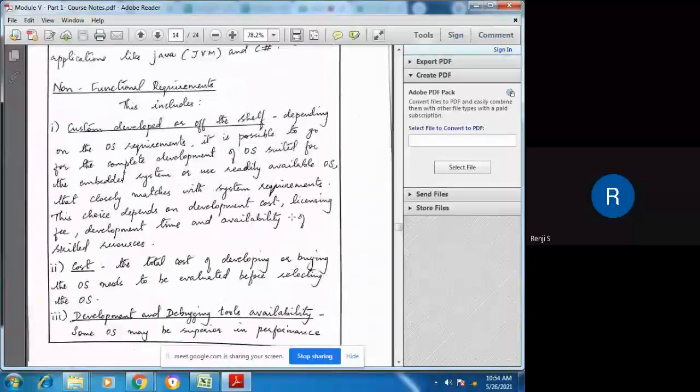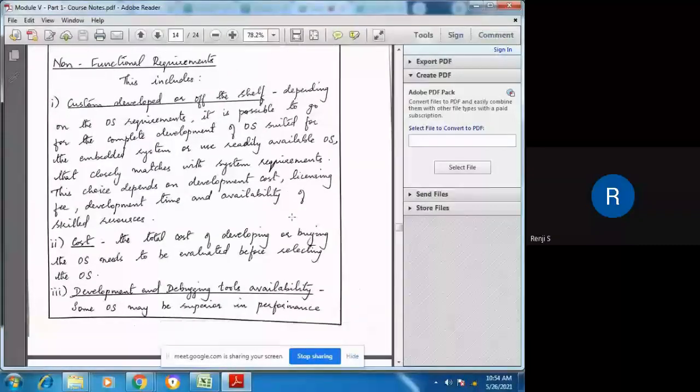So the non-functional requirements to be considered include whether the OS needs to be custom developed. Custom developed means whether we should develop it ourselves or buy it from outside. Off the shelf means ready-made components or ready-made software that we purchase from outside. So this includes custom developed or off the shelf.